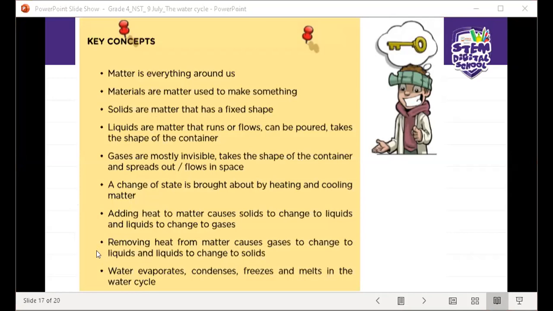Then second last point says removing heat from matter causes gases to change to liquids and liquids to change to solids. Then water evaporates, condenses, freezes, and melts in the water cycle. All right.